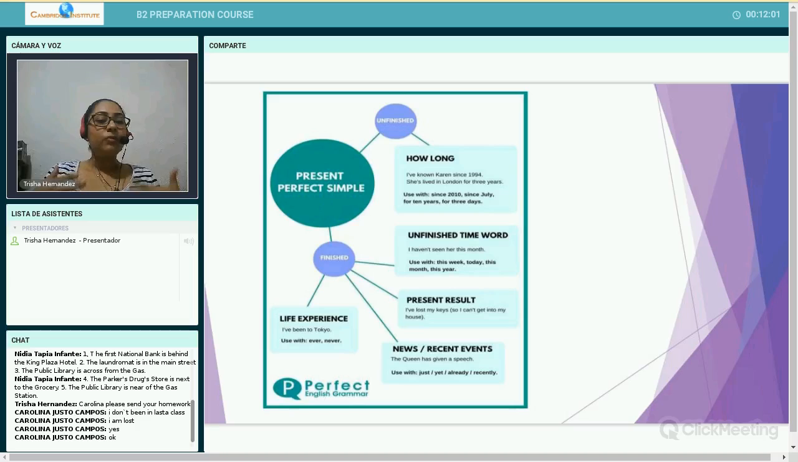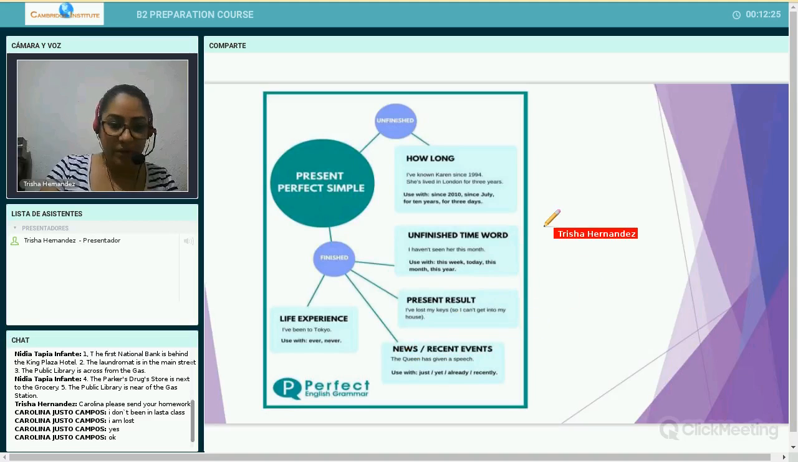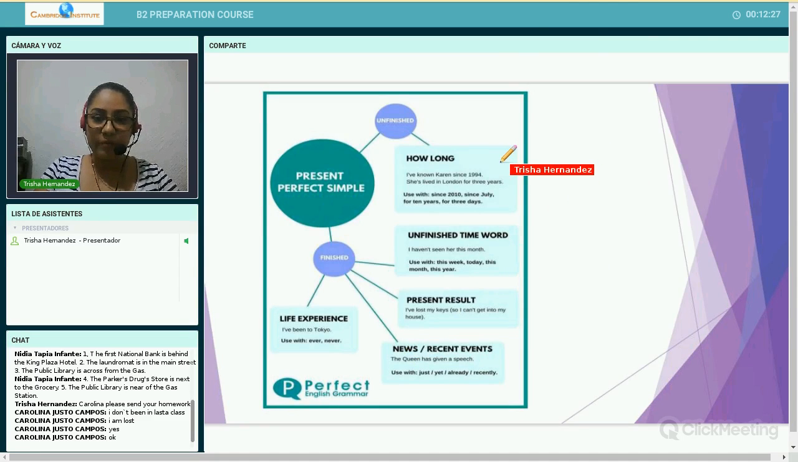Now, when are we going to use for? We're going to use it with a period of time, like for example, 2 hours, 3 years, 6 months. I've known Julie for 10 years, for example, or I've been hungry for hours, or she's had a cold for a week. That's how we're going to use for.